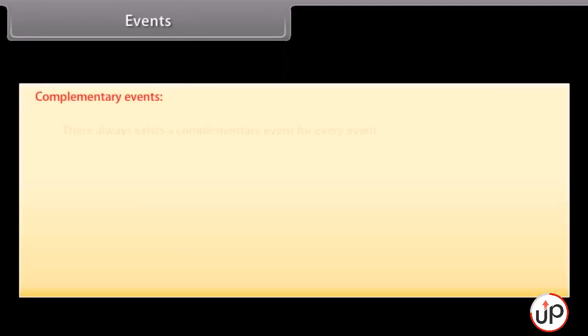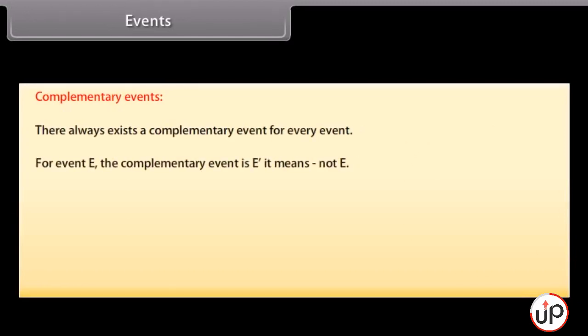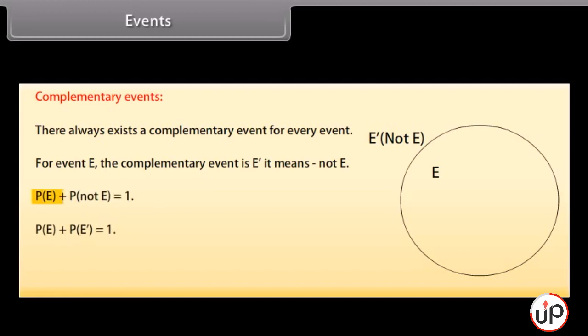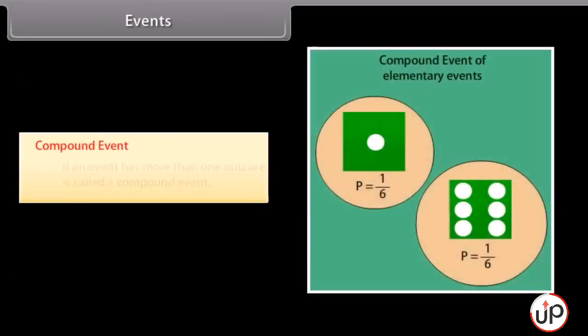Complementary events. There always exists a complementary event for every event. For event E, the complementary event is E dash, which means not E. P(E) plus P(not E) equals 1. P(not E) is equal to 1 minus P(E). Compound event. An event that has more than one outcome is called a compound event.